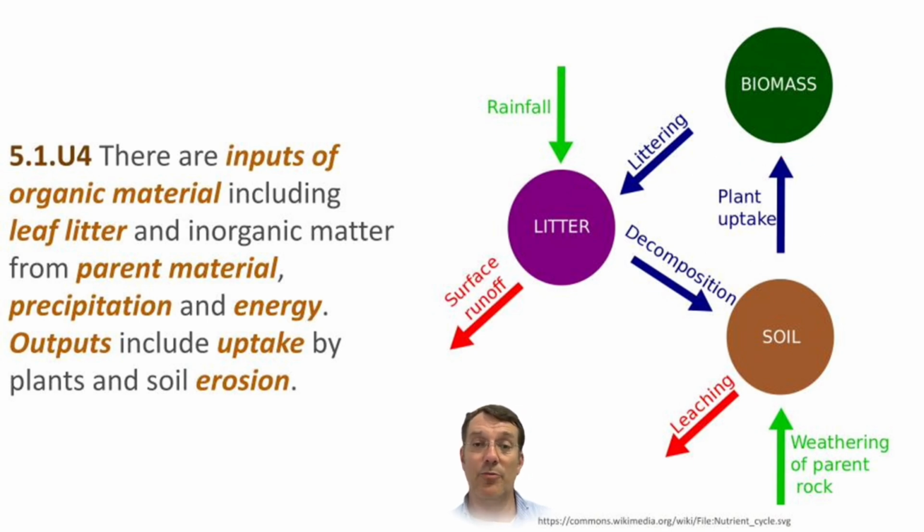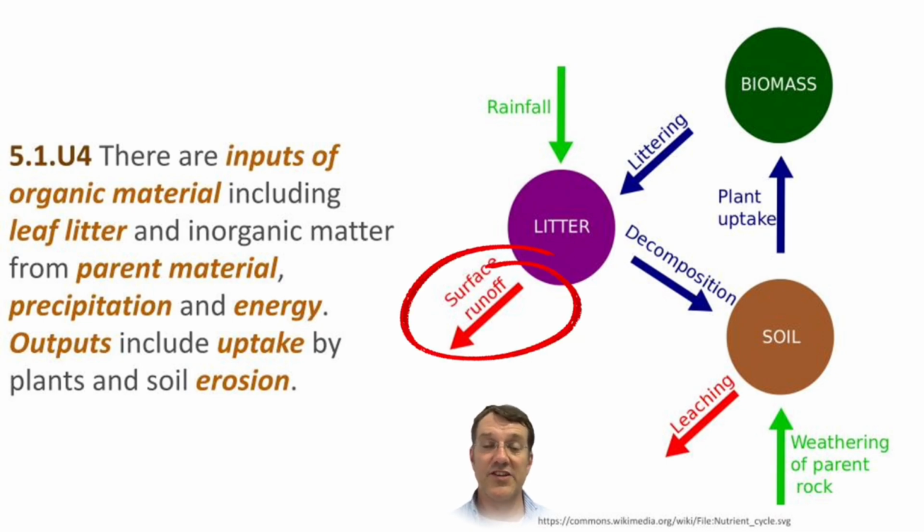Outputs of matter in soil are uptake of water and nutrients via plant roots. You'll also have outputs of different matter in soils due to soil erosion. So in the soil itself, particles of soil itself leave the system due to rapid movement of water or wind. That's soil erosion. That's an output of matter from soils.